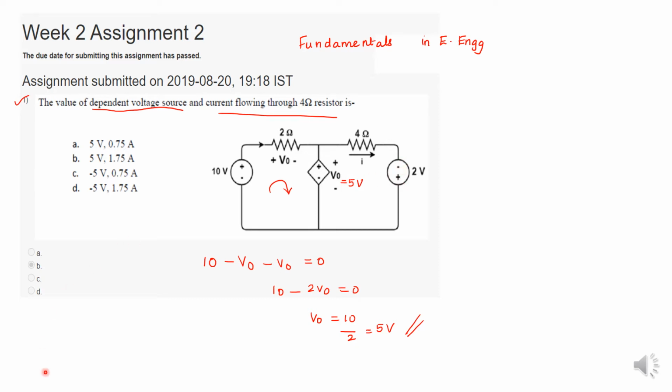Now I am going to write the equation. First, V0 is what? 5 volt plus 5. Here positive to negative, so that is minus 4i. Here again negative to positive, plus 2, equal to 0. So 4i equals 7. I is equal to 7 by 4, that is 1.75. So the answer is 5 volt and 1.75, which is the correct answer.